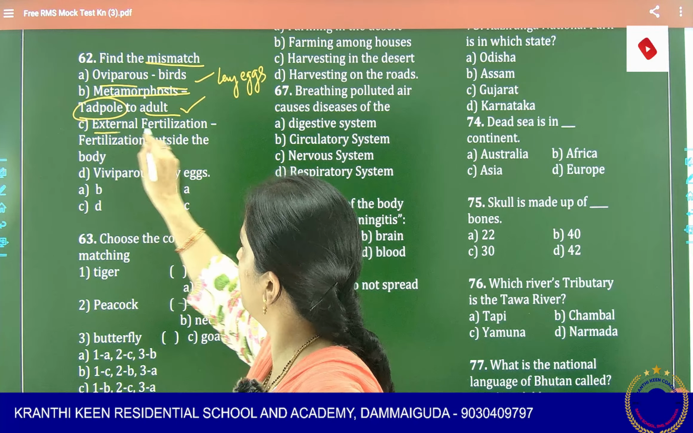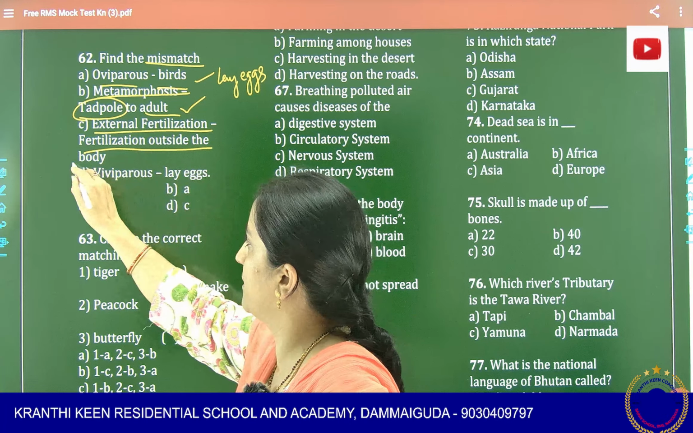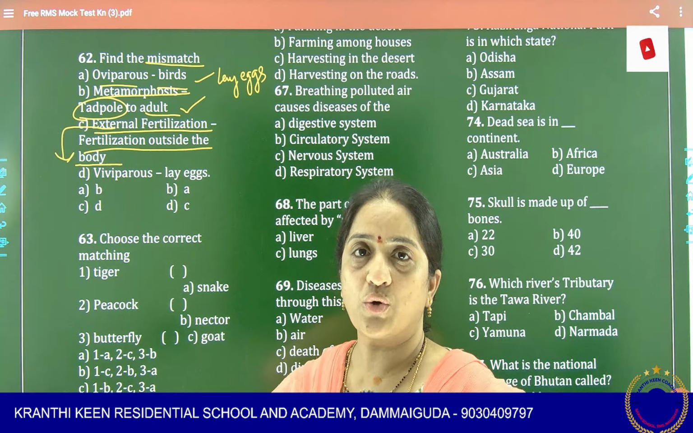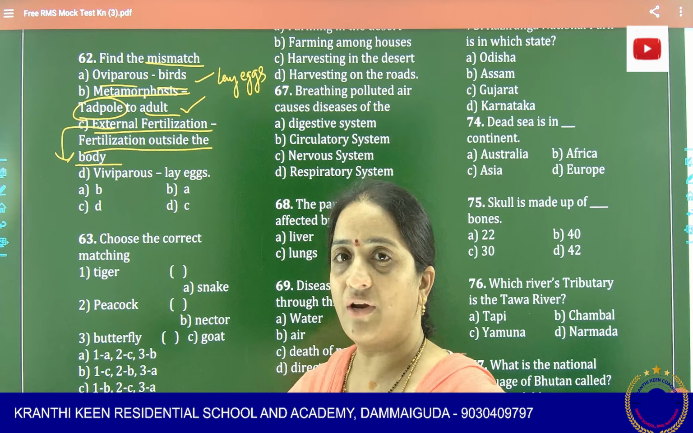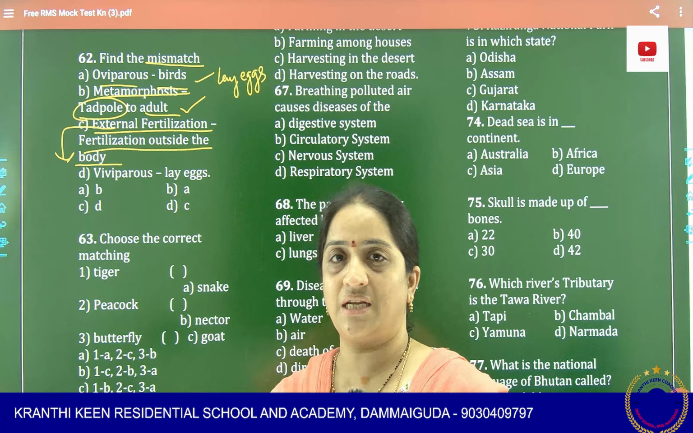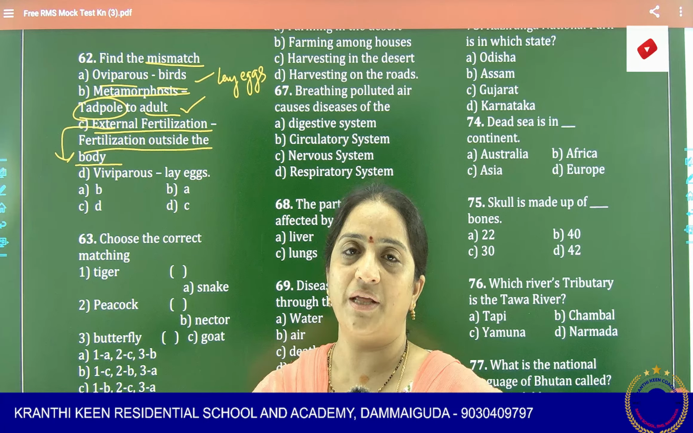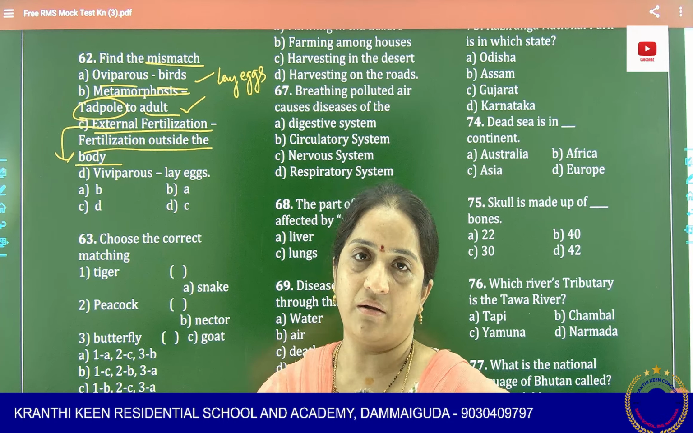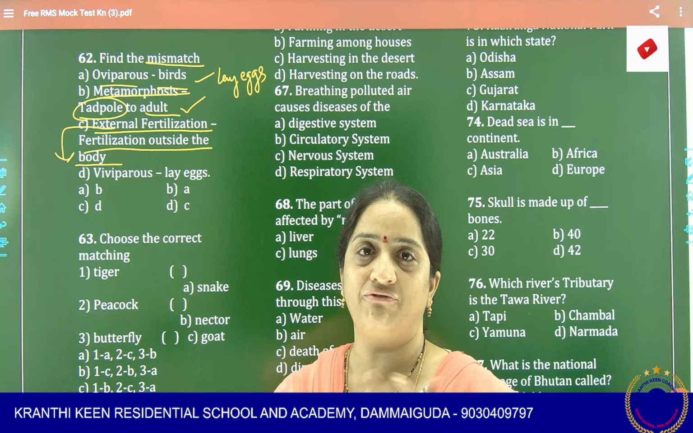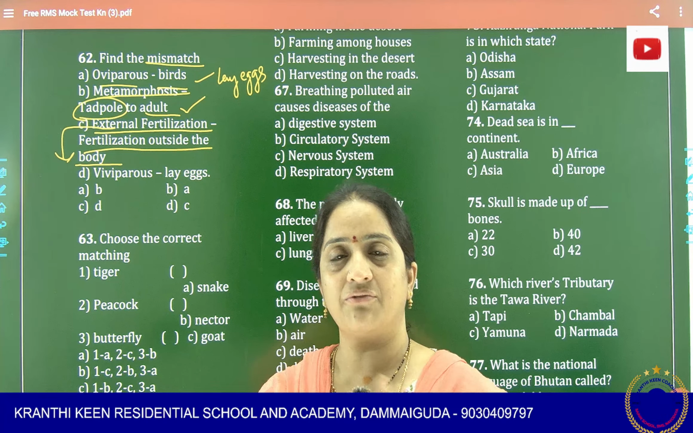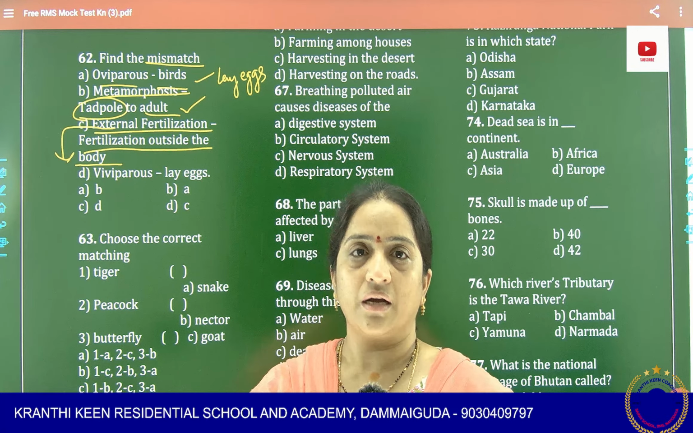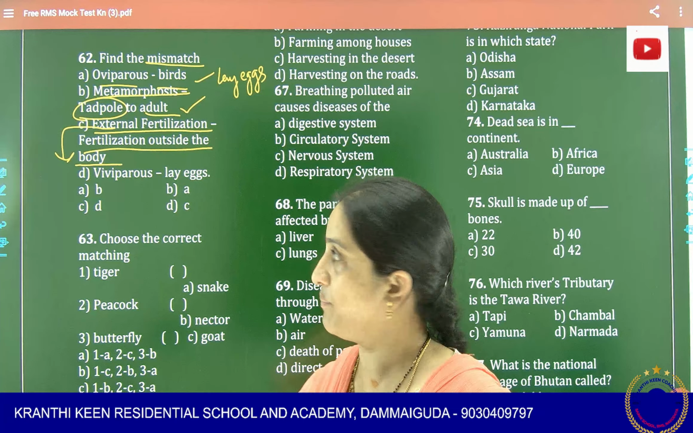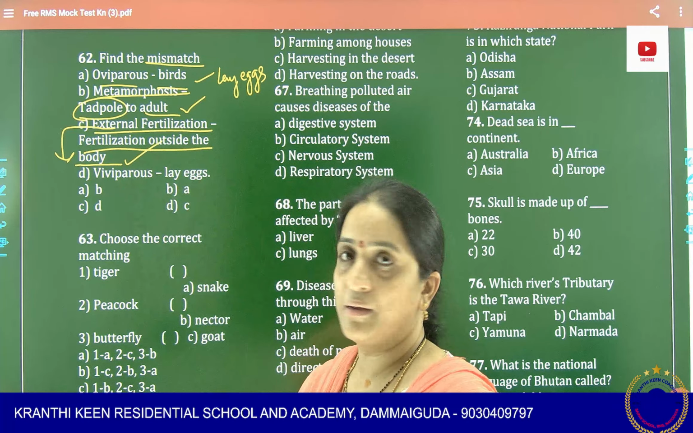Next, external fertilization, fertilization outside the body. Yes, so let us discuss what external fertilization is. Usually in a flower, the pollen grains go to the stigma and the seeds develop in the flower, so the fertilization is happening inside the female part. Whereas in frogs and fishes, the male sperms and the female eggs unite together in the outside environment. That is called external fertilization. So this is also the right match.